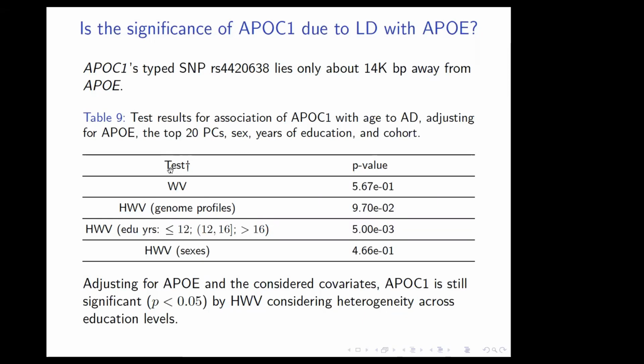And we used these 4 tests to do the independent association checking. From the result, you can see that considering heterogeneity due to education, APOC1 still has an association with age to AD, even adjusting for APOE. The p-value is 0.005.